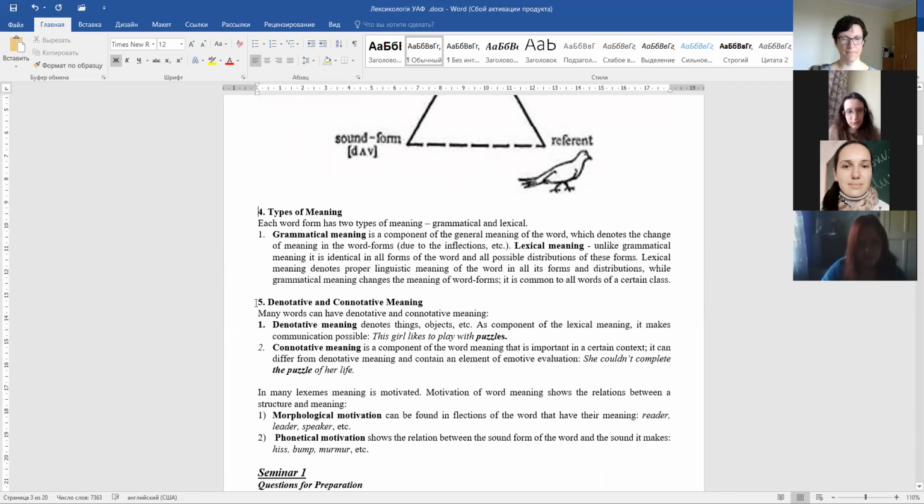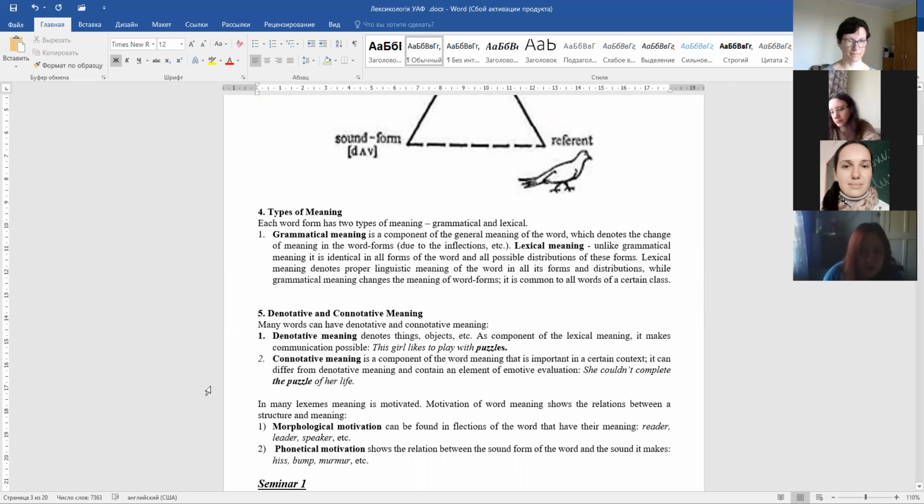Types of meaning. Each word form has two types of meaning, grammatical and lexical meaning. Grammatical meaning is a component of the general meaning of the word, which denotes the change of meaning in the word forms due to the inflections, etc.